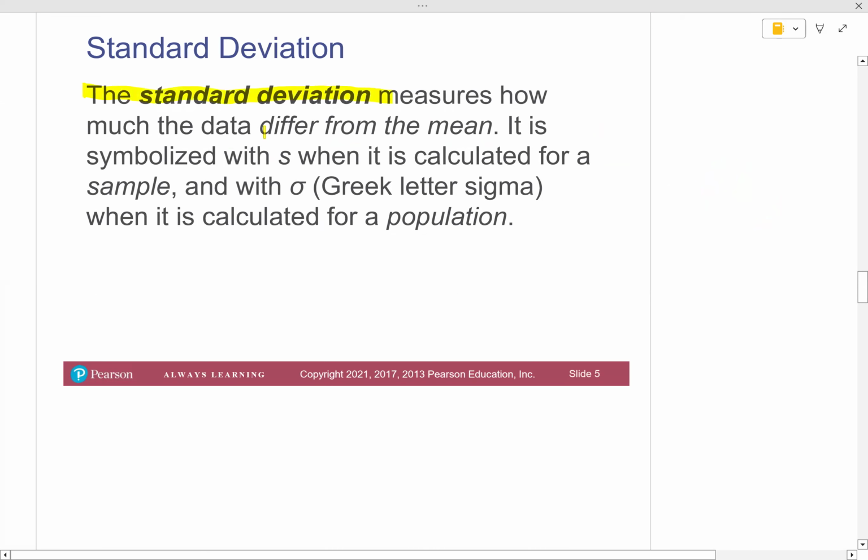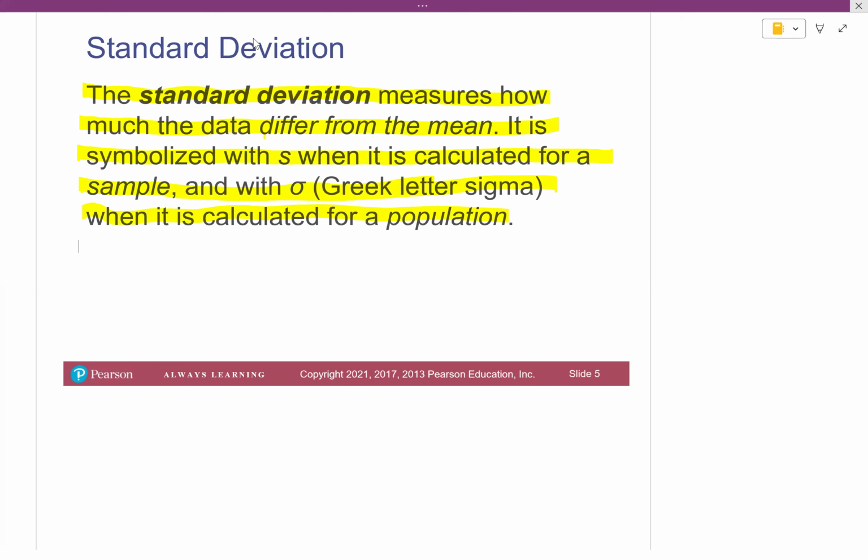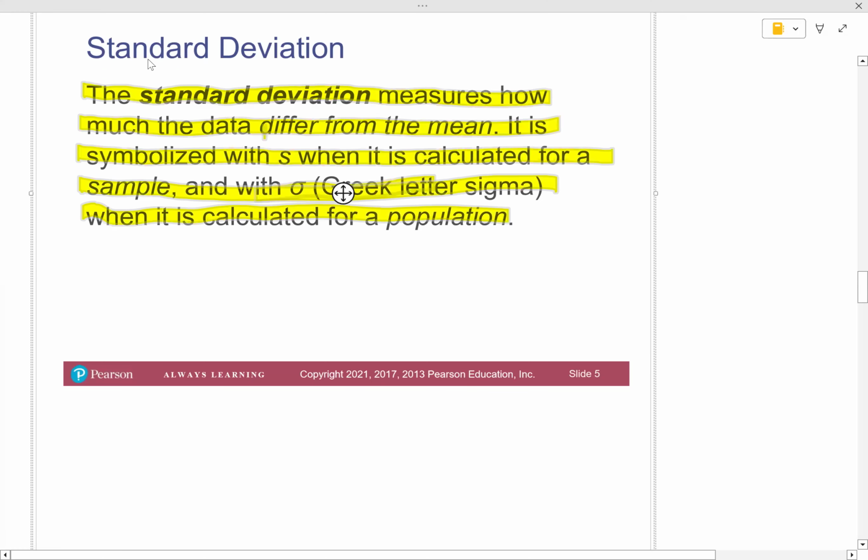The standard deviation. Even if you know nothing about statistics, you've probably heard those two words before, standard deviation. It measures how much the data differ from the mean. Remember, the mean's your average that's right in the middle of all the values. It is symbolized with S when it is calculated for a sample, and with the Greek sigma when it's calculated for a population. So that's already hard to remember, I think. So keep track. It's hard.